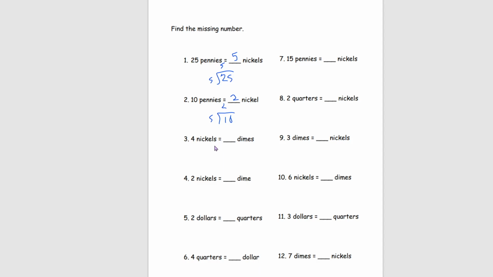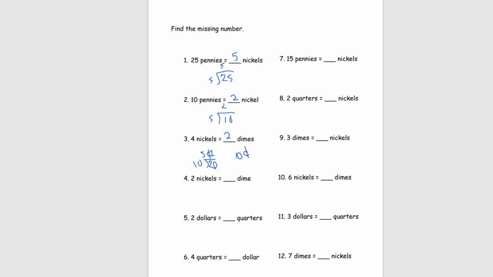For number 3, we have 4 nickels are equal to blank dimes. We know dimes are 10 cents each, and nickels are 5 cents each. So we do 4 times 5, which is 20. And then we do 20 divided by 10, and we get 2. So 4 nickels are equal to 2 dimes.